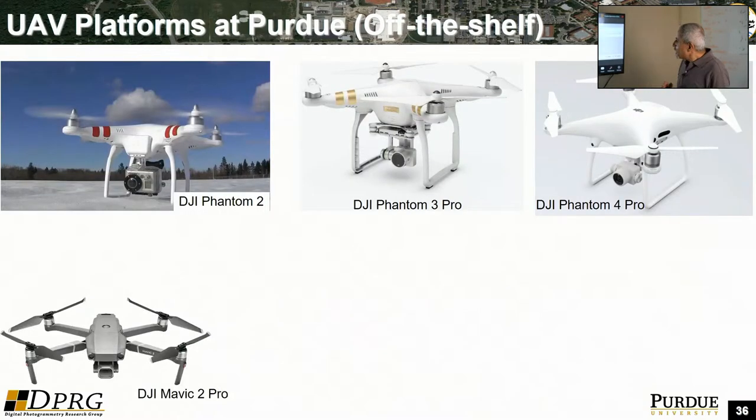Any one of you who can go to Costco or Best Buy, you can buy a drone system. So these are examples actually of UEV systems which you can buy off the shelf. Like for example, these Phantom, these are from DJI. This is in the range of $2,000.